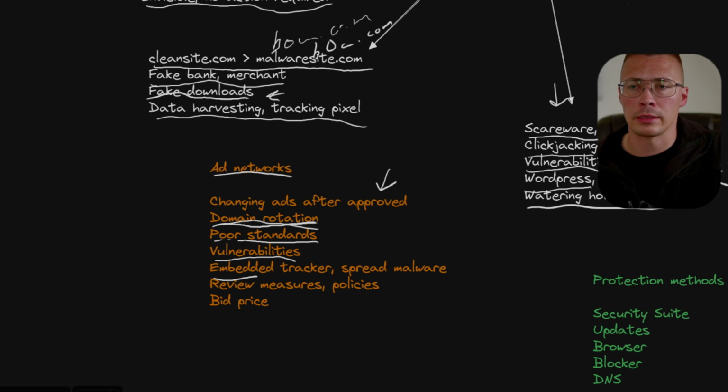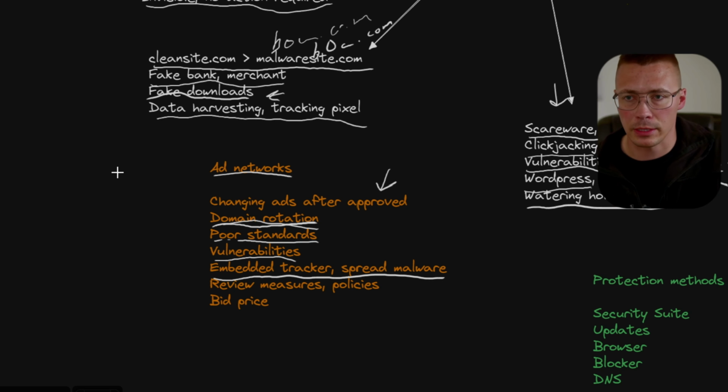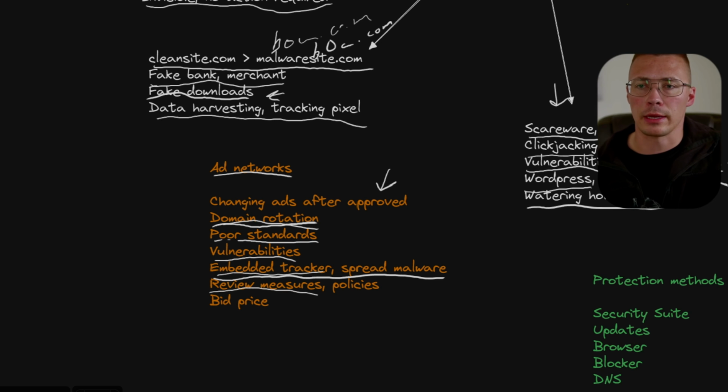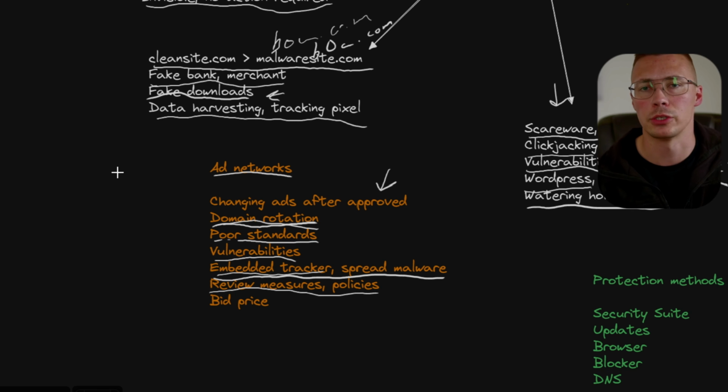The other thing is they can use embedded trackers to spread malware. Like I said, this comes back to crappy ad networks. You're not going to be able to do stuff like this with Google. The other thing is review measures and policies. Even though I've run a lot of legit campaigns on Google, every time I go to create a new campaign, it has to go through the same review process. And it's the same with Facebook and Twitter.